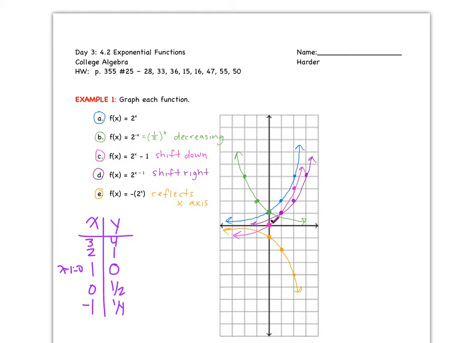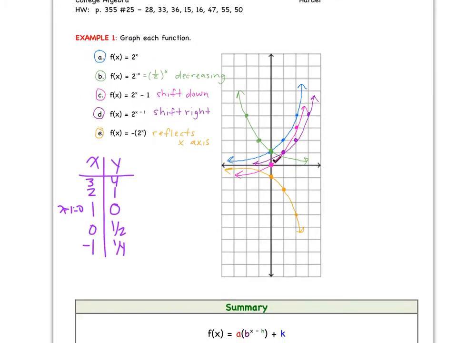And then in part E, when we're graphing this, the only difference is it's the opposite of 2 to the x. So what that means is we're going to take the blue graph and multiply it by -1, every aspect by -1. So all it does is it reflects across the x-axis.